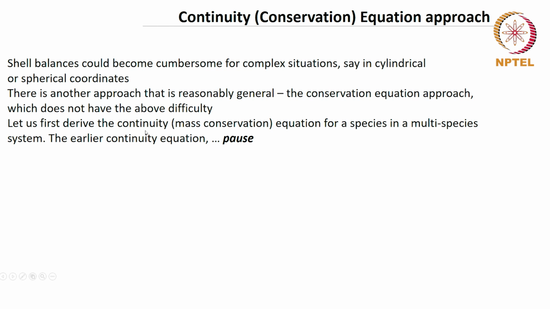So let us first derive the continuity equation, or the mass conservation equation, for a species in a multi-species system. The earlier continuity equation that we derived was for what? Pause the video here, go back and check and let me know. Why are we deriving the continuity equation again here? We have already done that. So what's the difference between this and that? Can you go back and check?